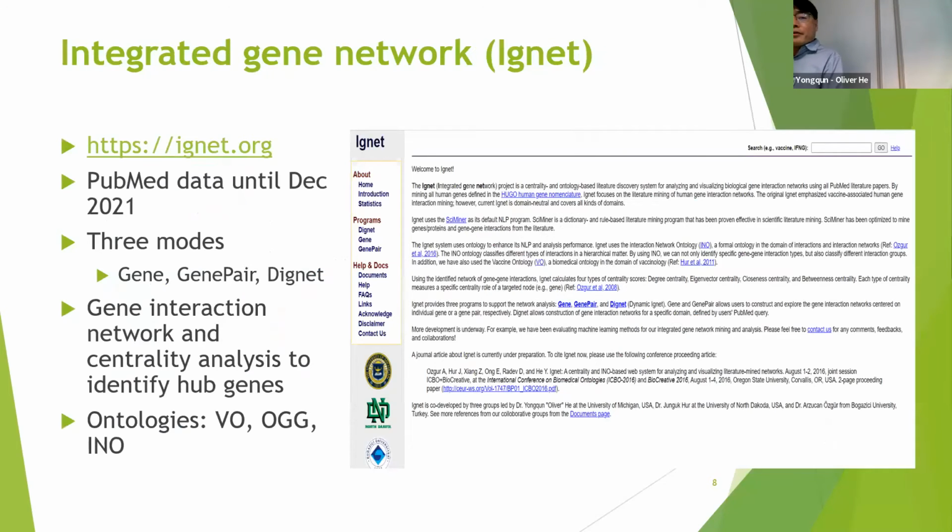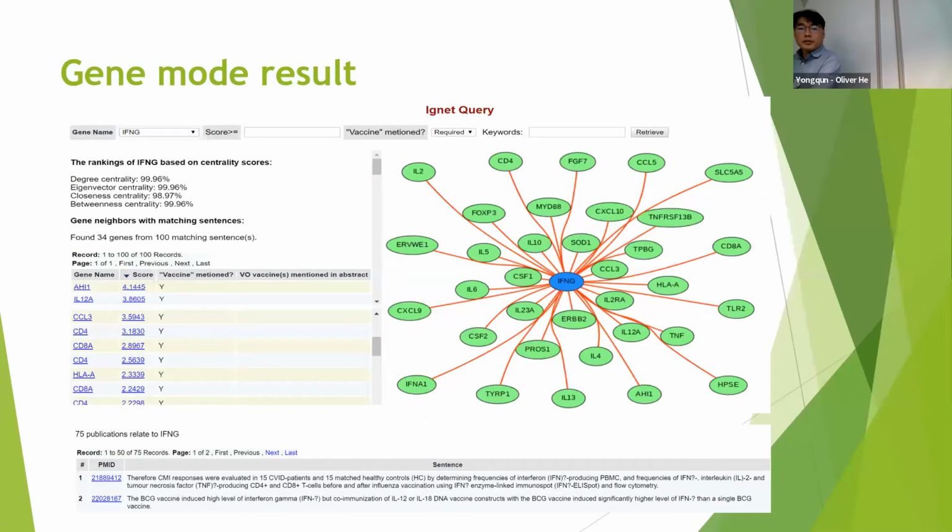We're now working on one system called iGN, the integrated gene network system. It's currently a web-based system. It basically uses lots of PubMed data, mainly abstracts, and it supports multiple ontologies, including the Vaccine Ontology and the Ontology of Genes and Genomes. And these are a couple of screenshots.